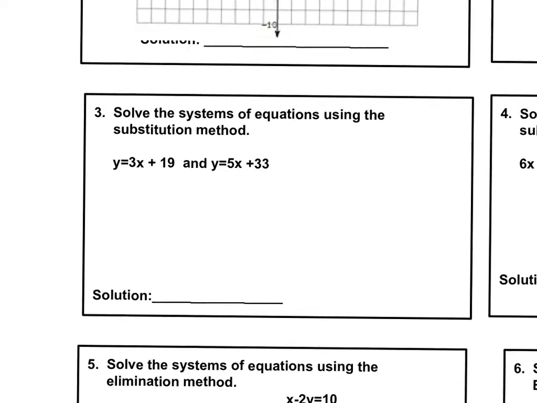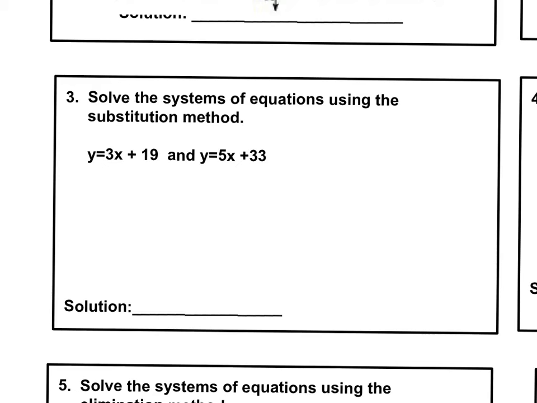This says solve the system of equations using substitution. Substitution means we're going to replace something with something else. If you have a variable isolated, you're halfway there. When you're using the substitution method, you want to put one of your equations where the variable is isolated. So this is saying that y is this.